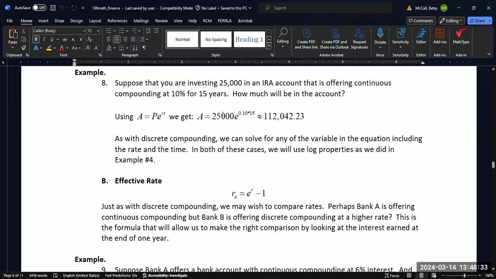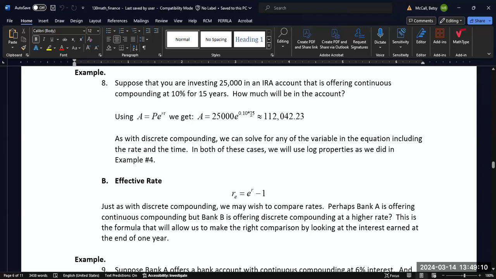So our balance is $25,000. Our rate is 10%, and 15 years. And we just plug that into our calculator and we get about $112,042.23. Again, round to the nearest penny. We're keeping this money in the account a long time. So again, if we want to know the interest earned on these accounts, we would take this total, we would subtract the 25,000, and that would get us the interest earned.